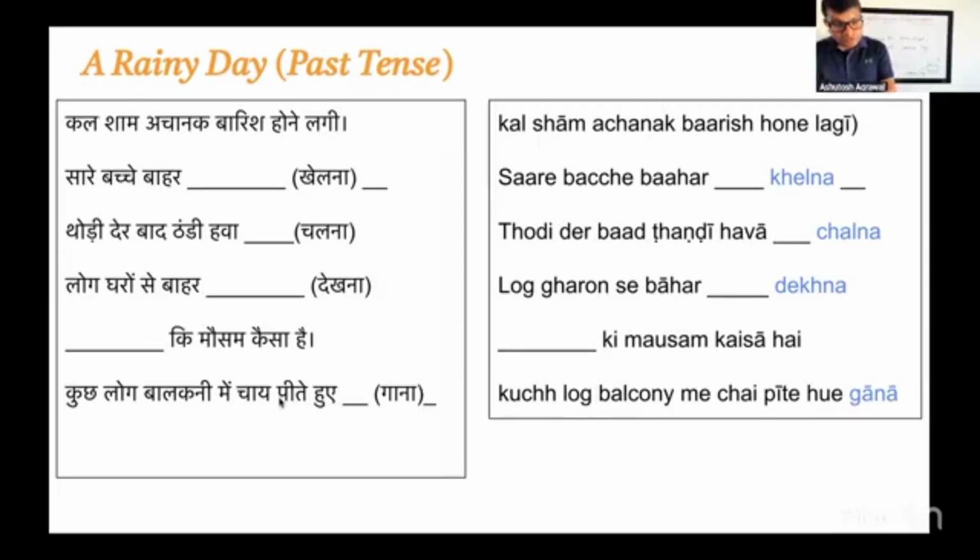I know we did a lot, but hopefully if you read it together, it will make sense. So let me read it for you. Or why don't I ask Christine ji, why don't you read the entire thing slowly? Sure. कल शाम अचानक बारिश होने लगी सारे बच्चे बाहर खेलने लगी थोड़ी देर बाद ठंडी हवा चलने लगी लोग घरों से बाहर देखने लगे कि मौसम कैसा है कुछ लोग बालकनी में चाय पीते हुए गाने लगे. Beautiful.